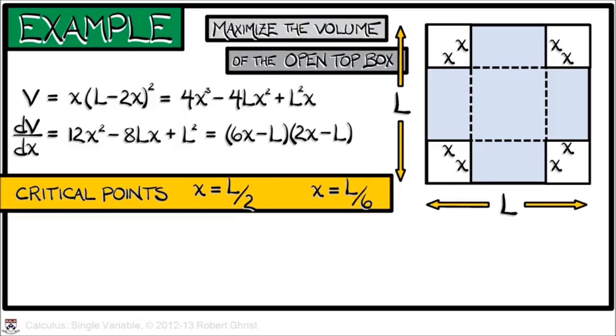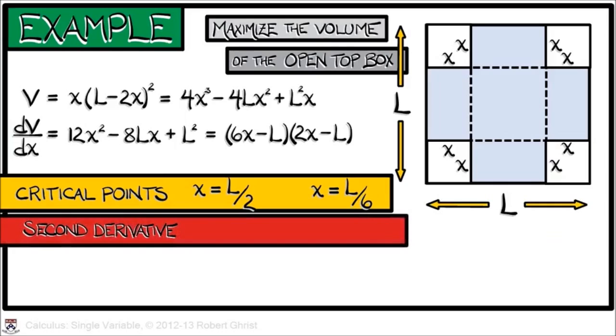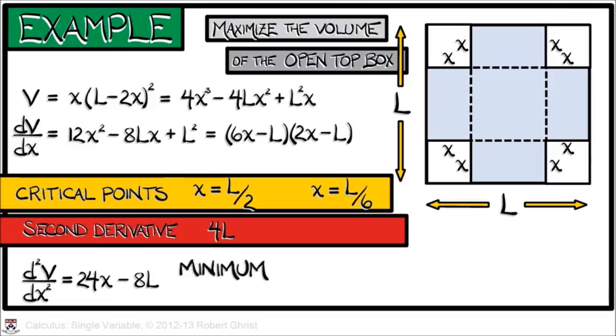We must classify these as maxima or minima or neither as best we can. So we'll take the second derivative, which we can compute to be 24x minus 8L. Evaluating that second derivative at the critical points gives us what? At L over 2, it gives us 4L. That's a positive number, and that means that we have a local minimum at that point. At x equals L over 6, the second derivative is negative 4L. That gives us a local maximum.